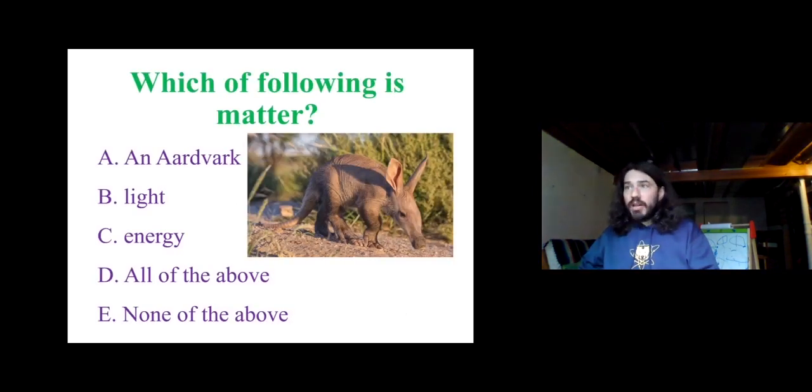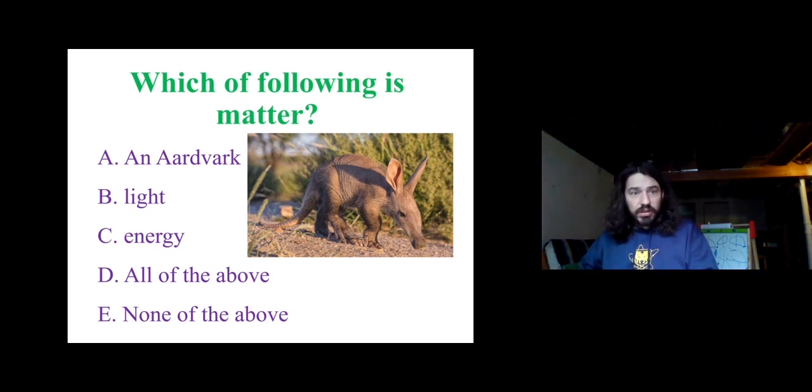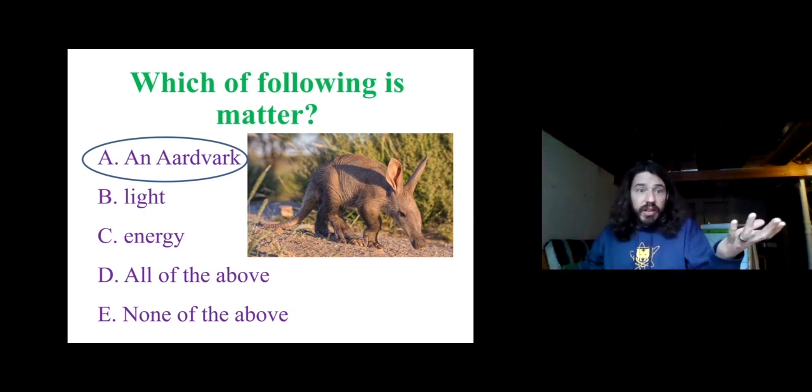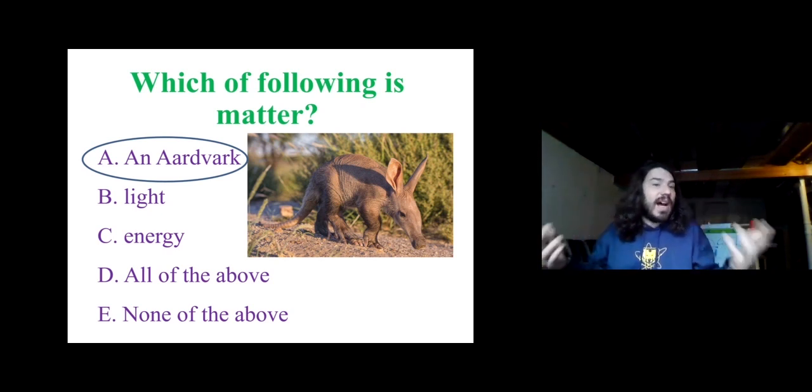Which of the following is matter? An aardvark, light, energy, all of the above, or none of the above? Let's jump to the exciting conclusion. The aardvark is the only one of these things which both has mass and takes up space. In fact, everything in this picture that you can see is matter. The rocks, these little bushes, this aardvark's toenails, that's all matter. In fact, some of the stuff you can't see in this picture is matter too. The air that the aardvark is walking through has mass and takes up space, as we learned.